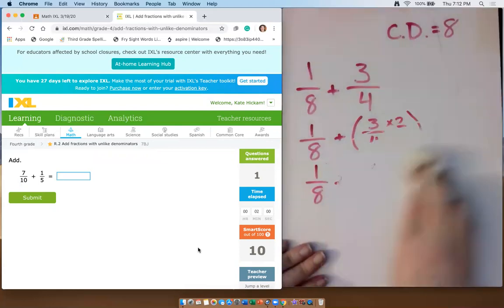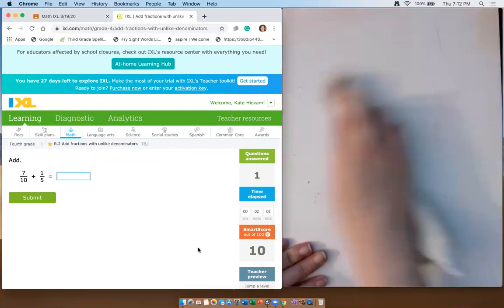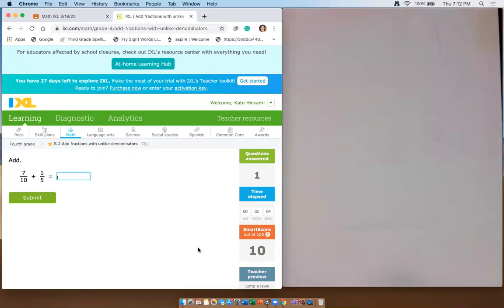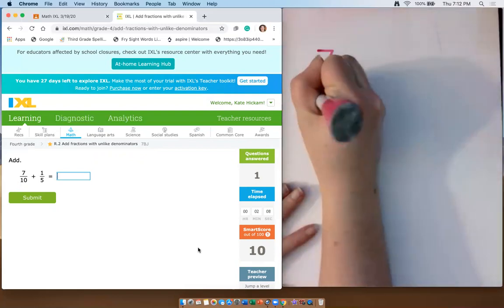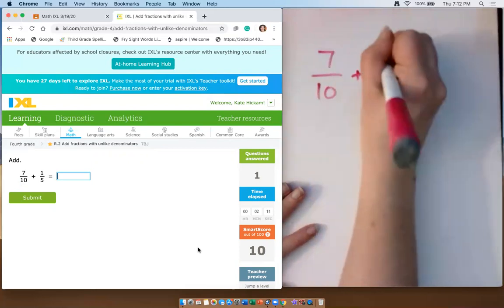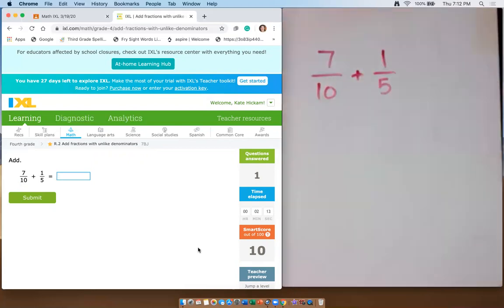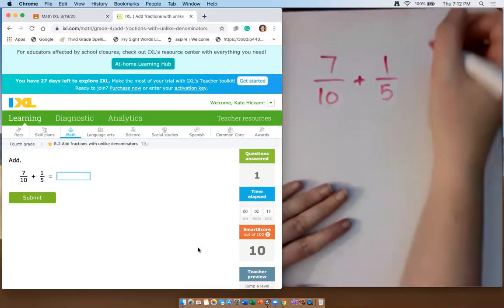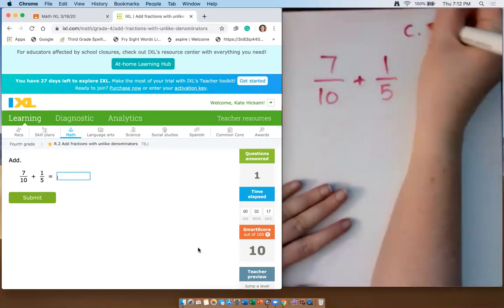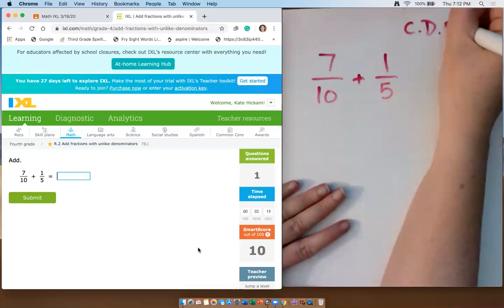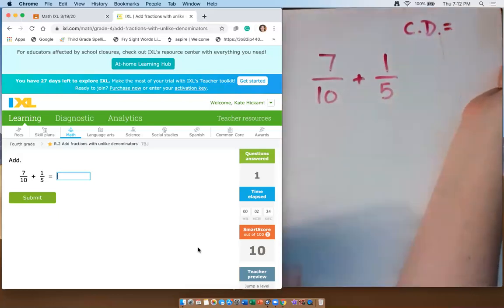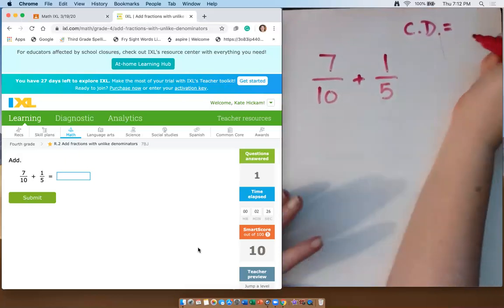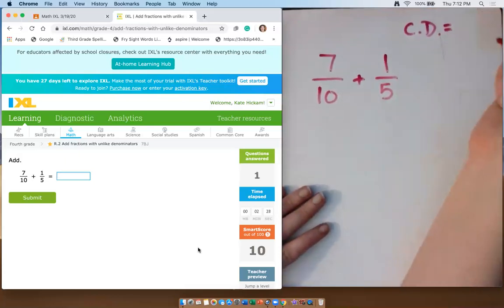So this one, my problem is 7/10 plus 1/5. You can use a separate sheet of paper just to do your work. It's whatever is easier for you. You do not have to show your work on something. So if you have a whiteboard that you can reuse over and over, do it. But I'm always going to write my work out just so I can catch any careless mistakes.